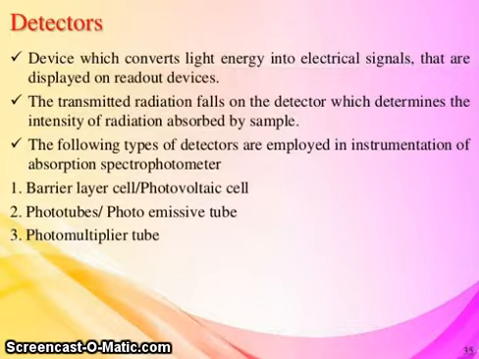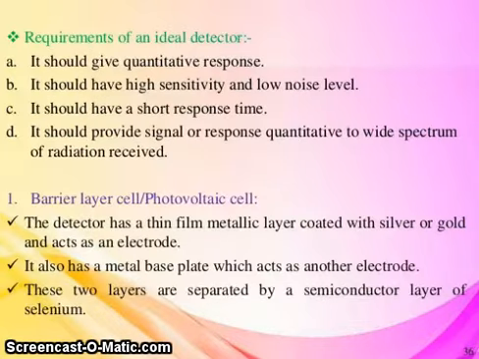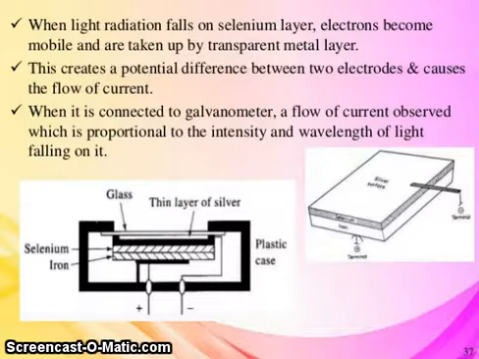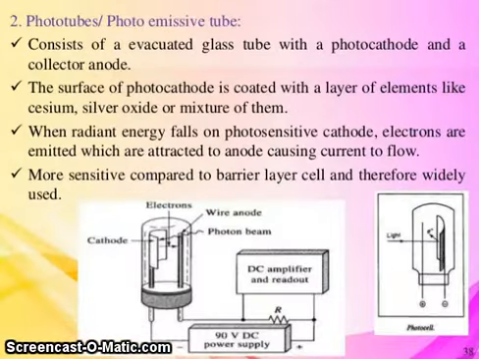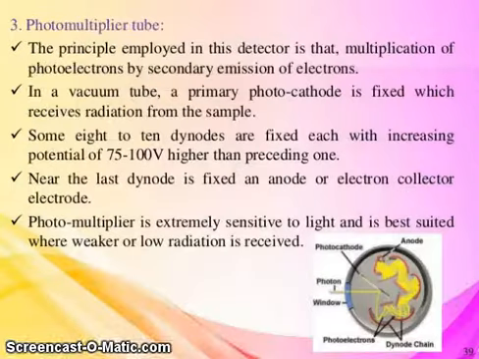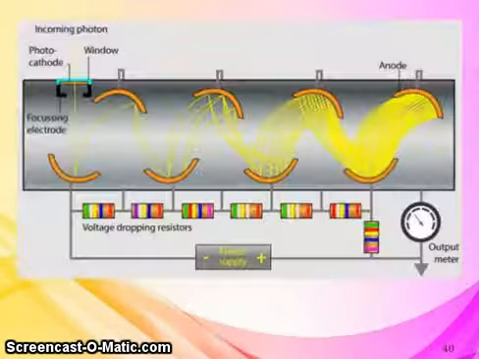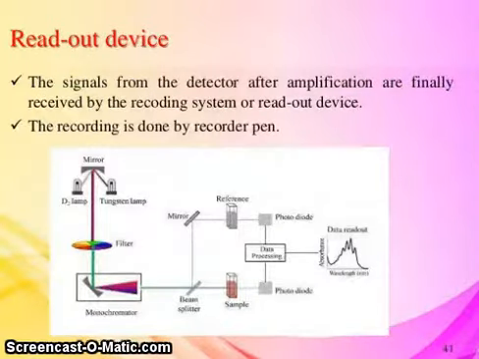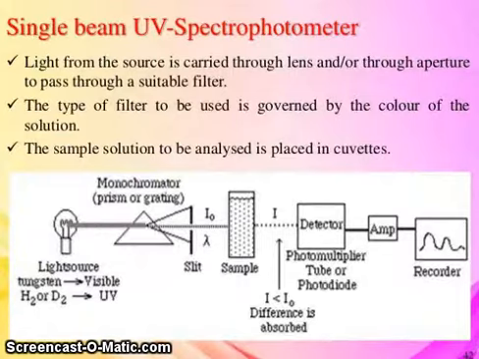You can see also the detector: requirement for an ideal detector, barrier layer. You can see here a thin layer of silver. Phototube and photoemissive tube, photomultiplier tube. You can see the readout device, single beam spectrophotometer.